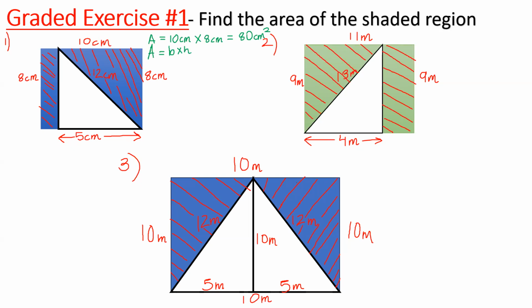12? No, the height is not 12. The height is always this distance. The base is 5. What's the height? Joseph, I want Joseph to help me with this. What's the height? It is 8. Very good. The height is 8.